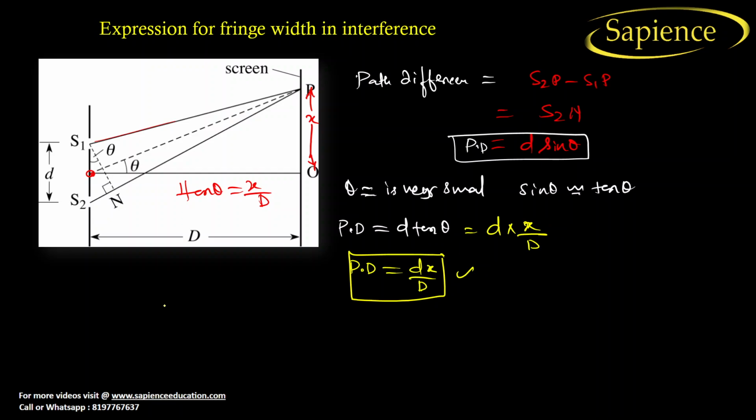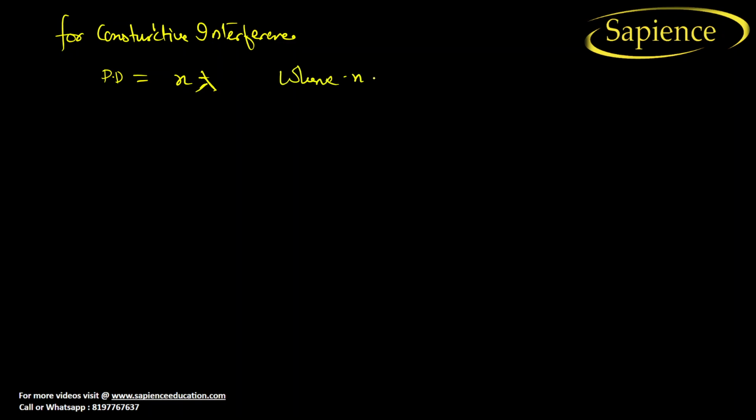So we have done some expression. So we will discuss some of the constructive interference expressions. For constructive interference, we know that the path difference is equal to n lambda. We have already done this condition for constructive interference, where n is equal to 0, 1, 2, 3, and so on.